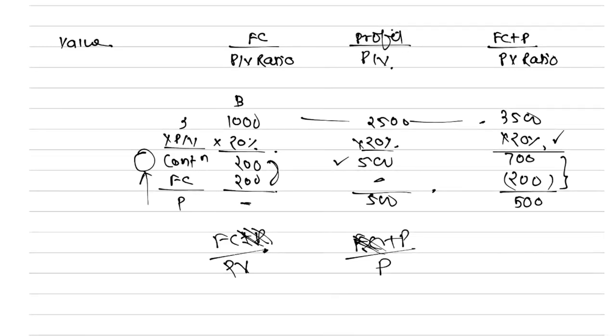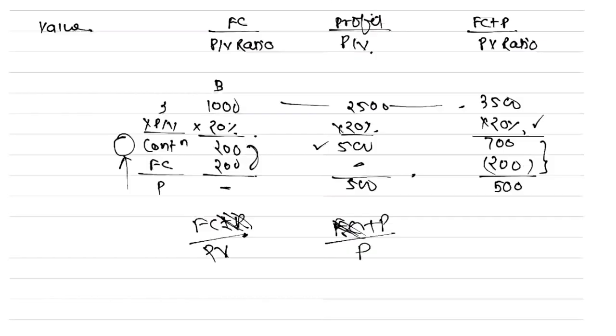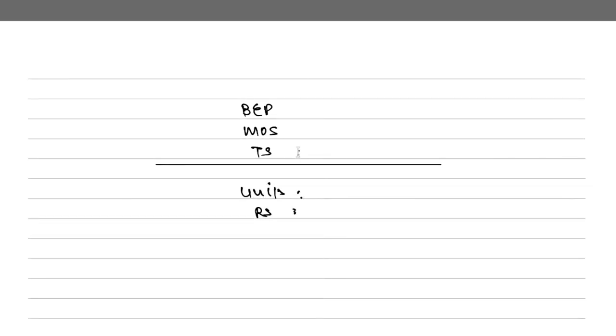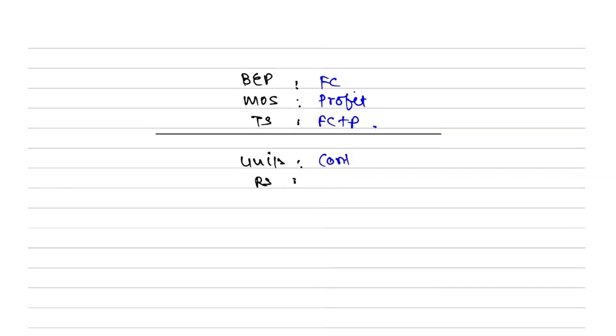Achha, all said and done. What you need to remember is this. If it is said that numerator mein BP they are asking for, MOS they are asking for, total sales they are asking for, they will ask either answer in units or they will ask either answer in rupees. That is value we can say. If BP is asking the question, what will come in the numerator? Fixed cost. If MOS asked, what will come? Profit. If a total sales is asked, fixed cost plus profit. Pakka? Acha, divide by agar contribution per unit and rupees mein toh divided by PV ratio.